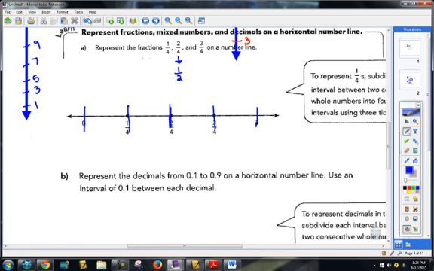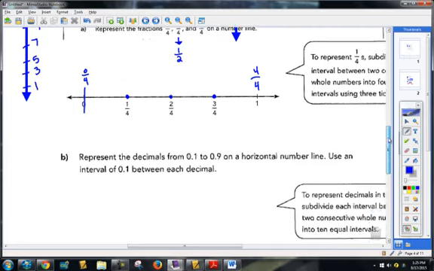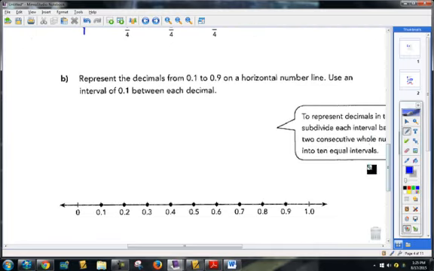So you actually only have to make 3 dots, because the 1 would be 4/4, and this one is 0/4. So we have 0/4, 1/4, 2/4, 3/4, and 4/4. All right. Here we go.